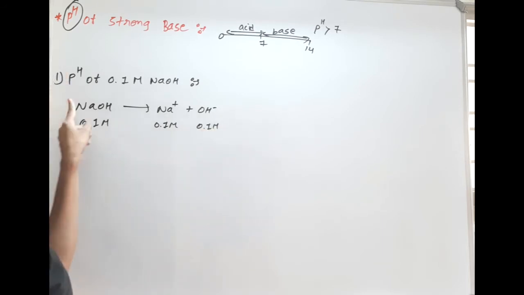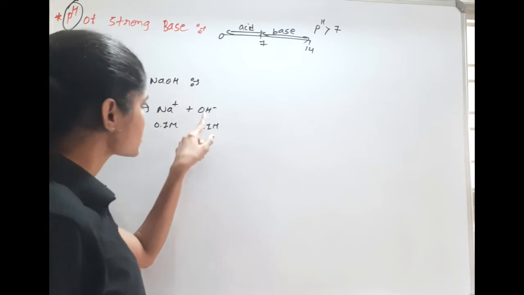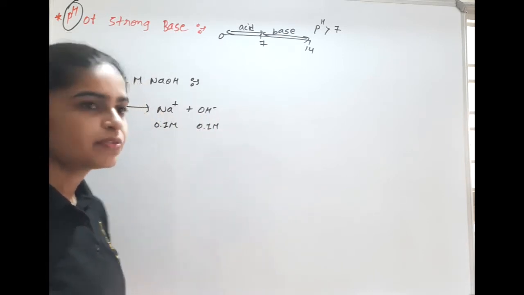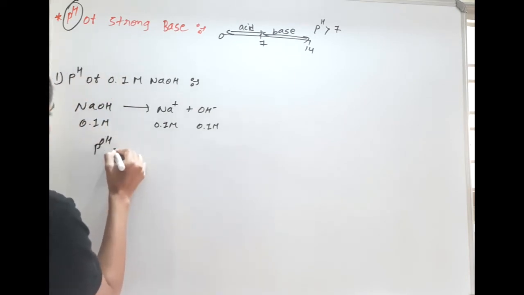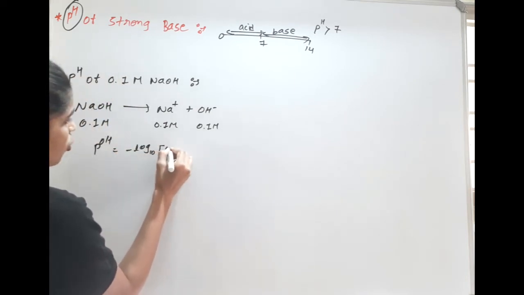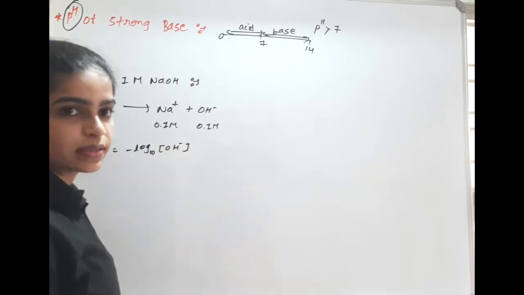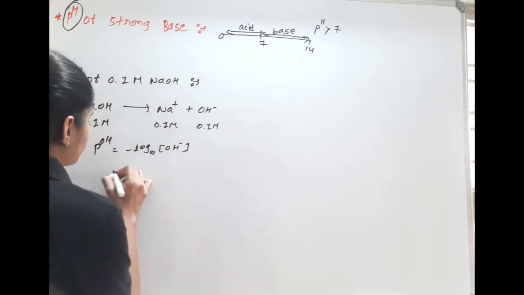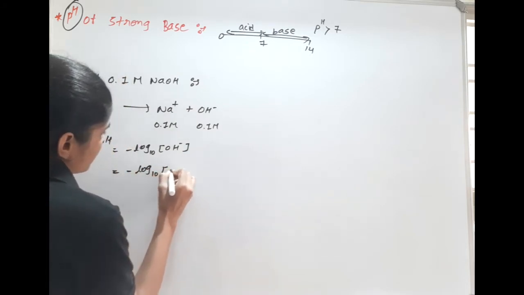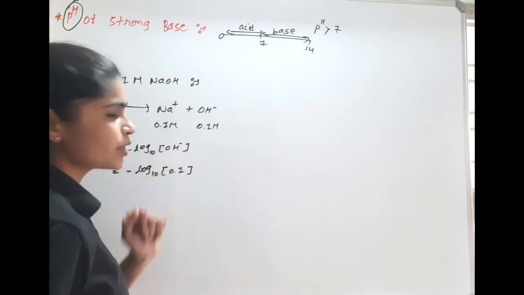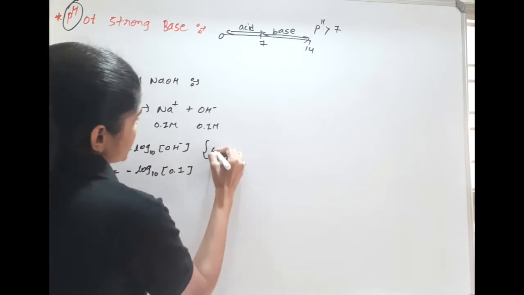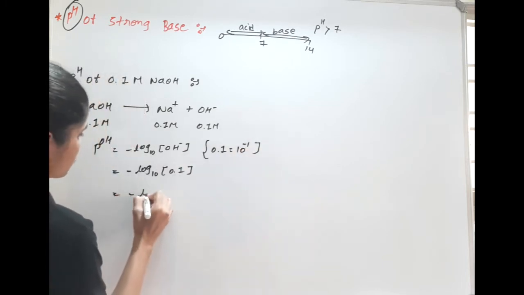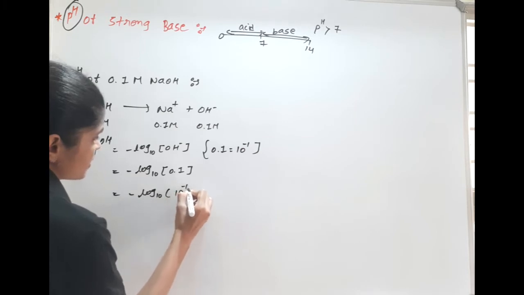Because 1 mole of NaOH produces 1 mole of Na+ and 1 mole of OH-, the concentration of OH- is 0.1 molar. We know that pOH is equal to minus log10 of the concentration of OH-. In this case, the concentration of OH- is 0.1, so pOH is minus log10 of 0.1. Writing 0.1 as 10 raised to minus 1, we get minus log10 of 10 raised to minus 1.